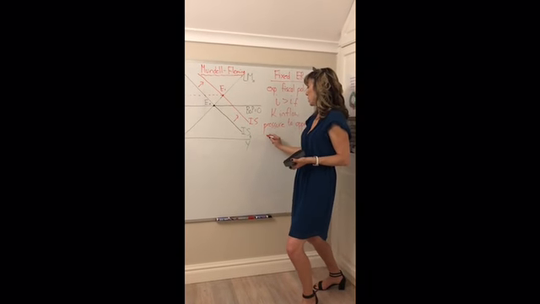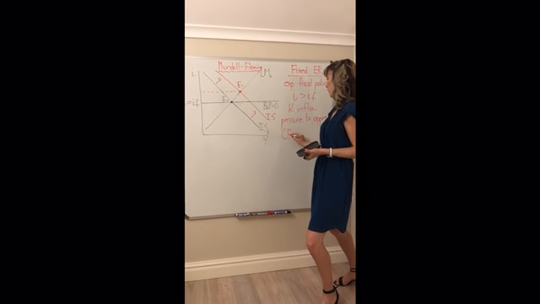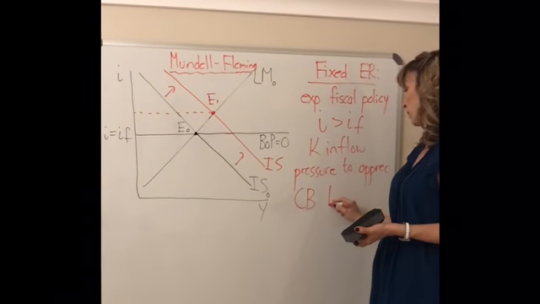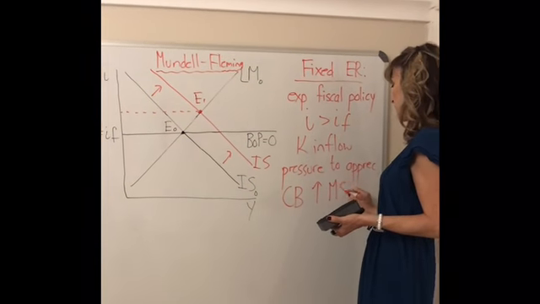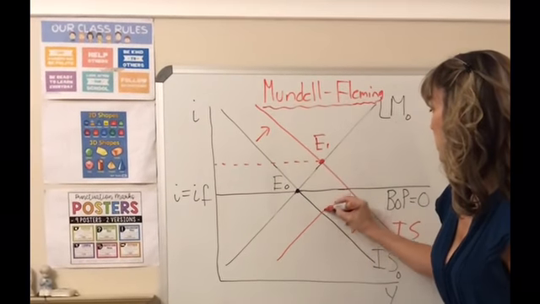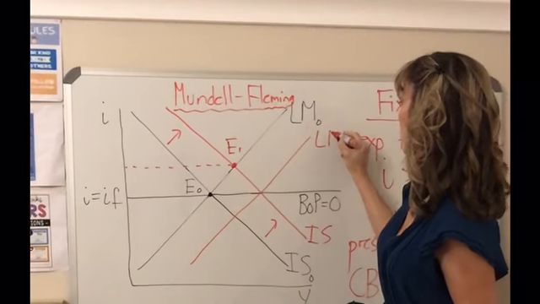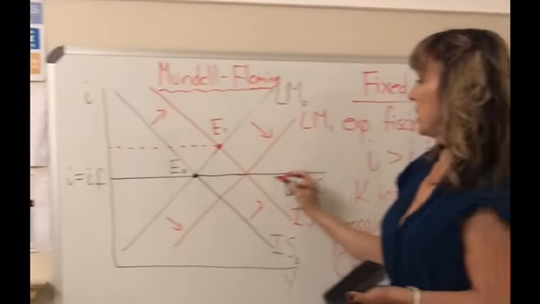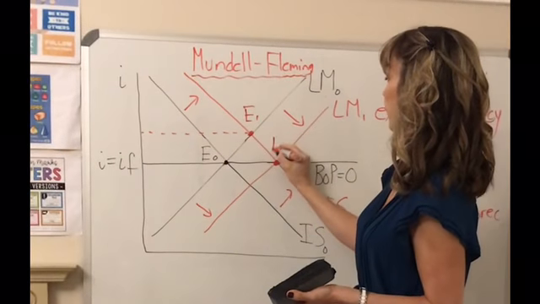So they therefore need to provide the currency that people want, the domestic currency. So the central bank's going to have to increase the money supply. And what does that do? We know it affects LM, the money market. So we shift our LM curve to the right. Increase the money supply and we get a new equilibrium.